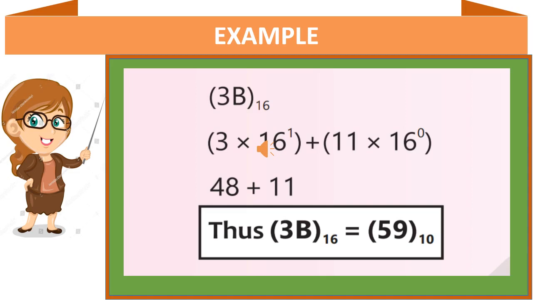Now, completing the procedure, we will get 48 plus 11, which is equal to 59. So 3B in hexadecimal is equal to 59 in decimal number system.